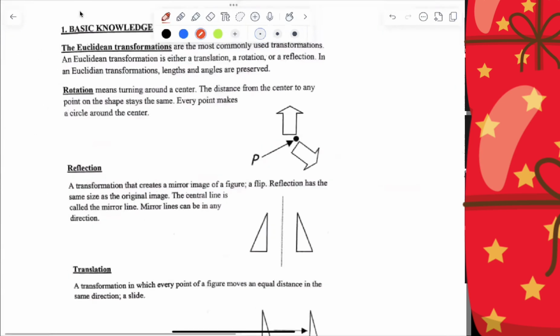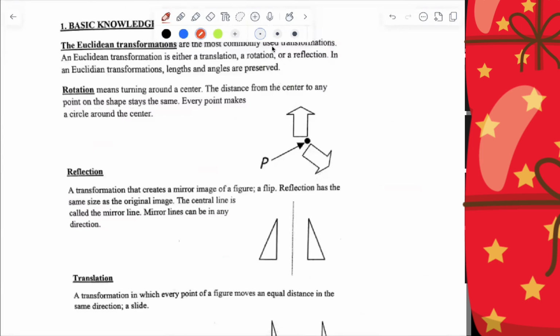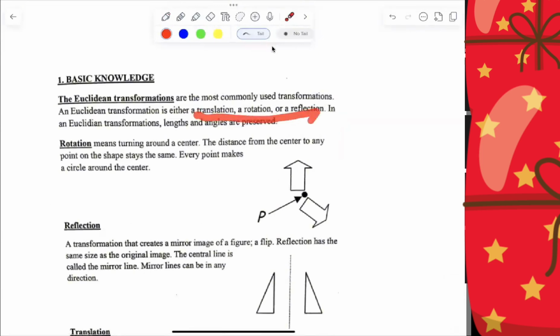All right. What is a Euclidean transformation? A Euclidean transformation is either a translation, a rotation, or a reflection. This gives you a really good example. This is a reflection in this case, reflecting this object over this line. This is the line of reflection. I'm reflecting this object over that line. And you can see it's a translation, rotation, and reflection.